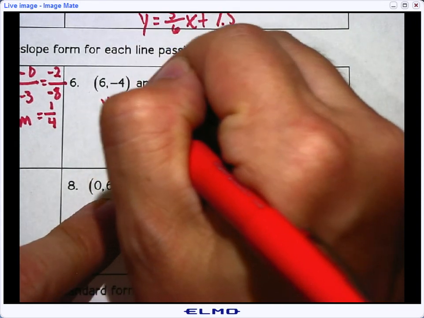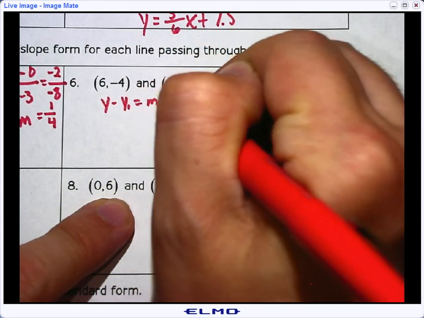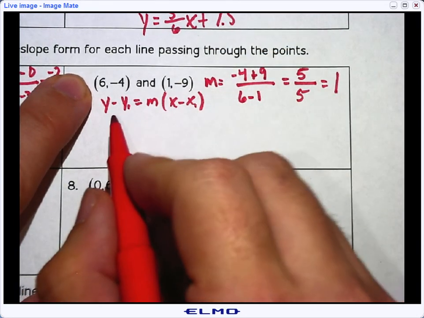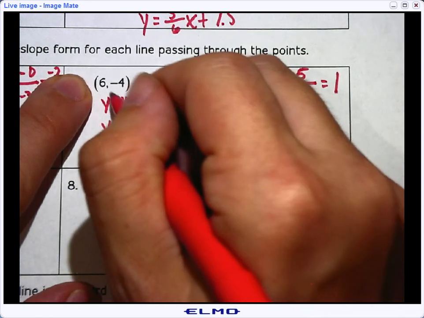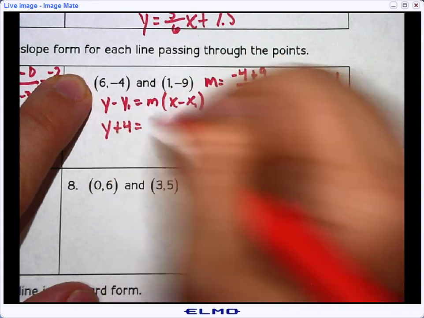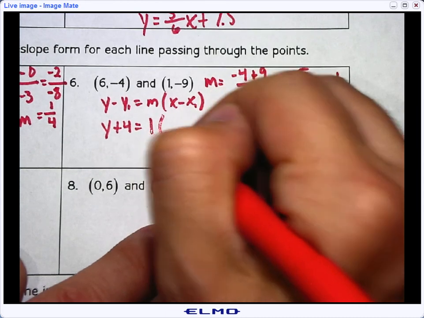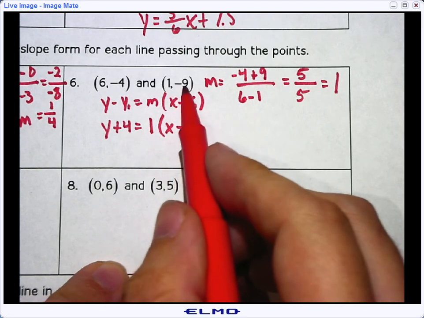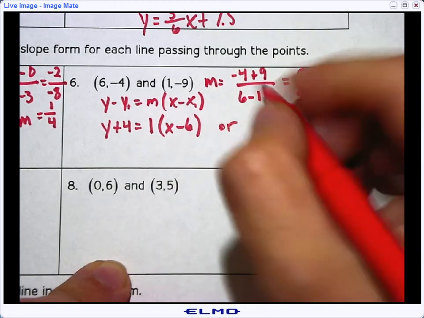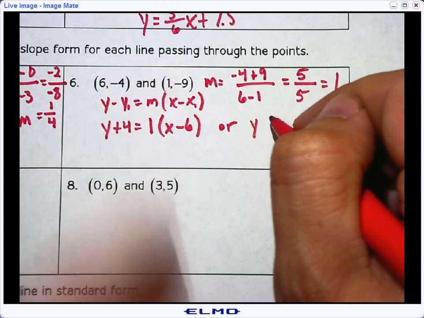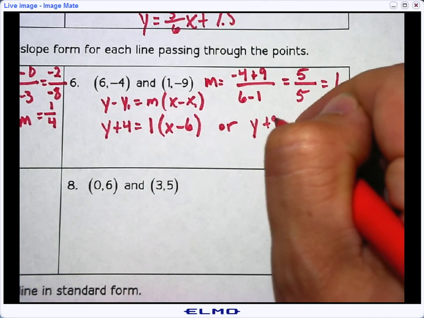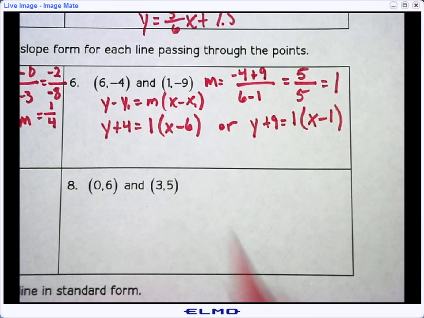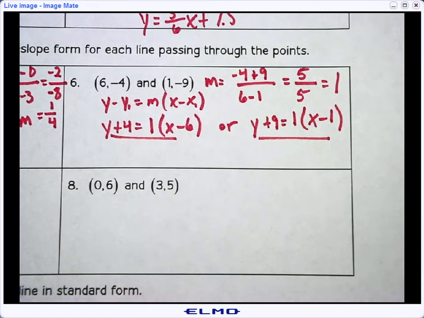So y minus y1 equals m times x minus x1. All right, if I go with the first point, we're going to have y minus negative 4, or y plus 4, equals m, which is 1, times x minus 6. If you use the other point, you would have y minus negative 9, which is y plus 9, equals 1 times x minus 1. So this or this would be a correct answer.